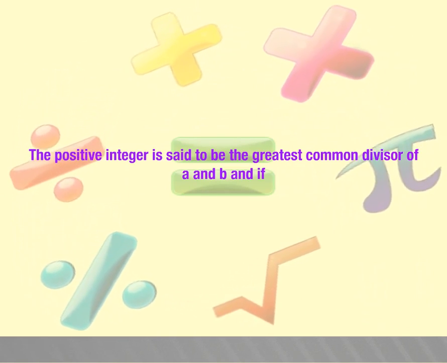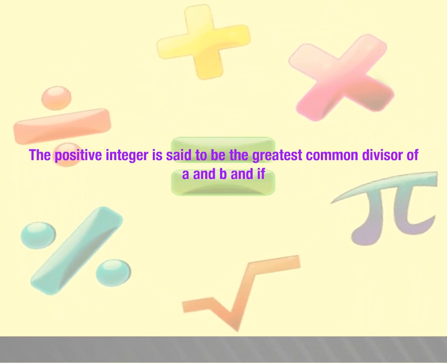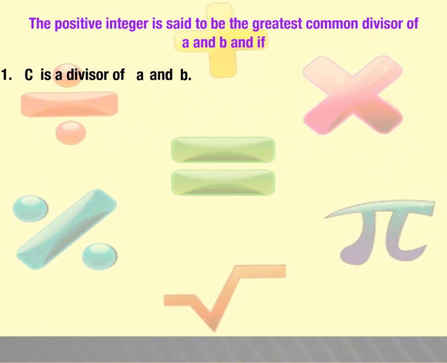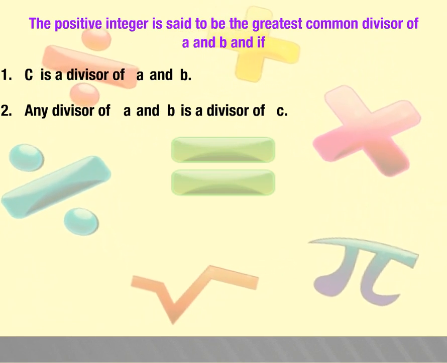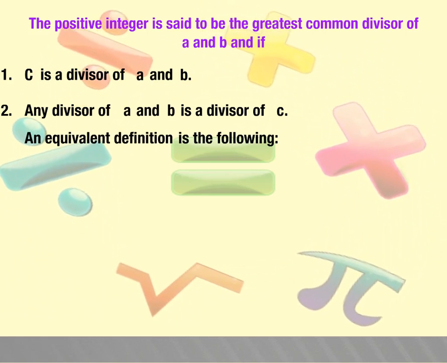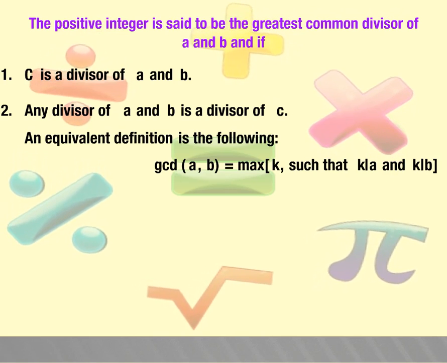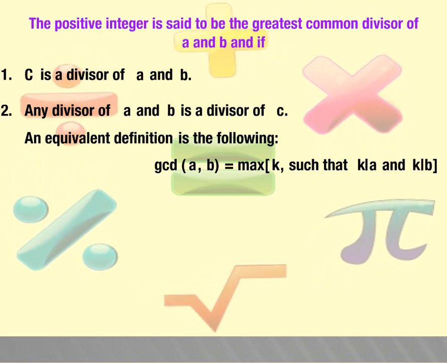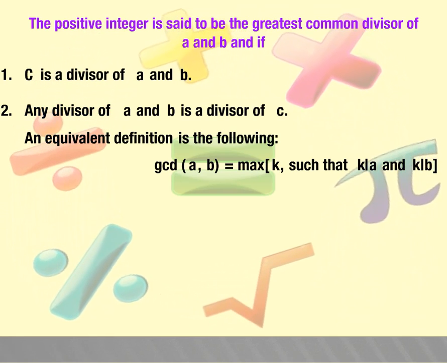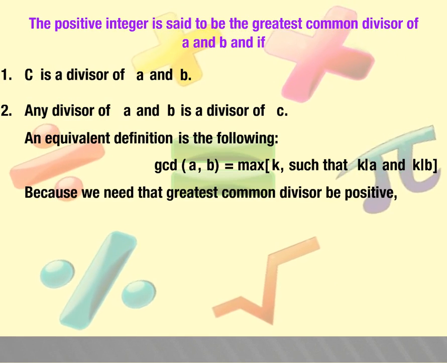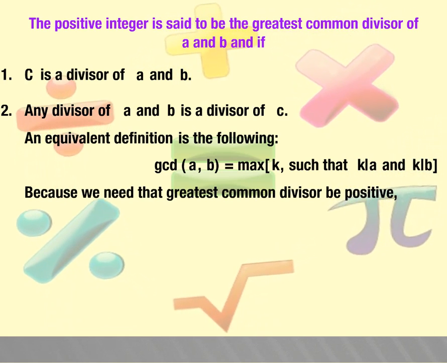The positive integer c is said to be the greatest common divisor of a and b if c is a divisor of a and b, and any divisor of a and b is a divisor of c. An equivalent definition is the following: GCD of a, b is equal to max k such that k divides a and k divides b, because we need the greatest common divisor to be positive.